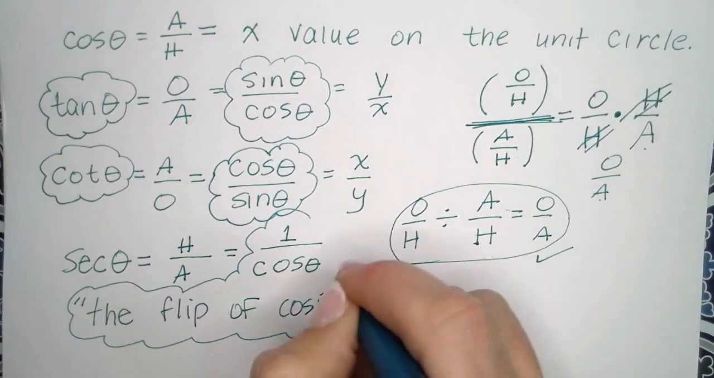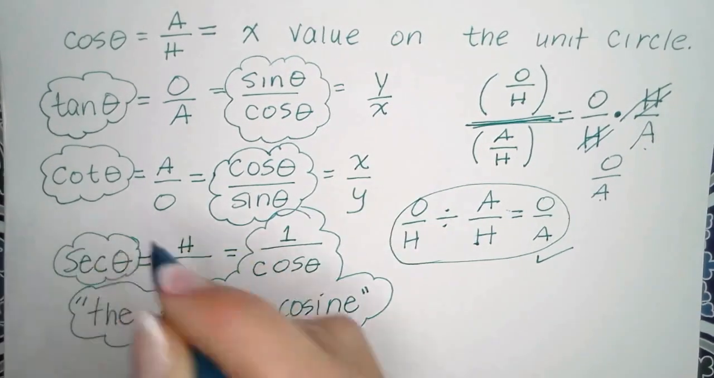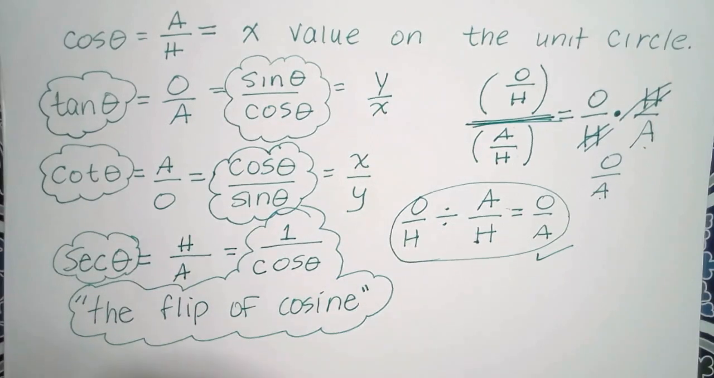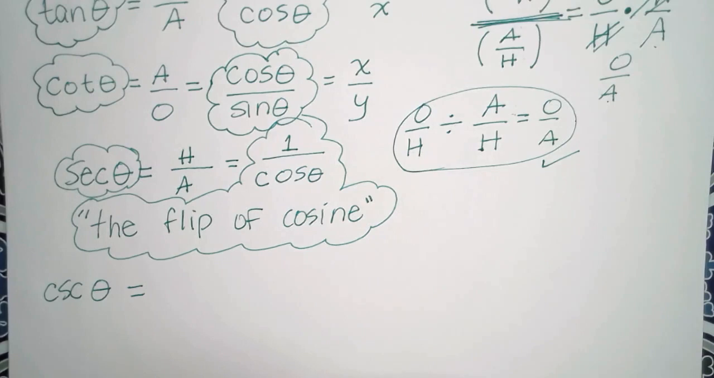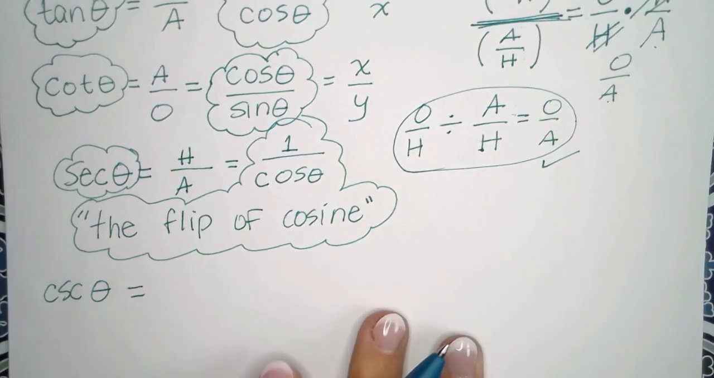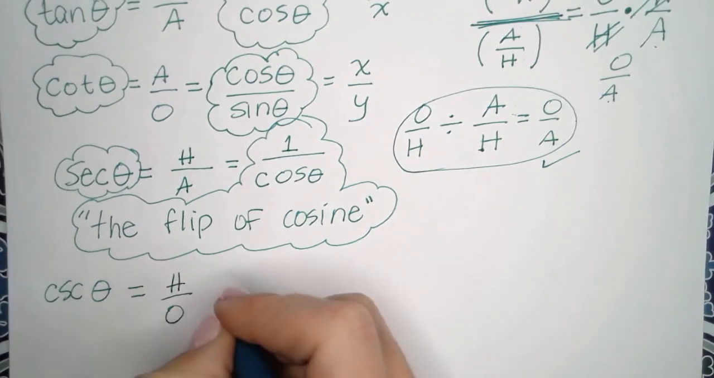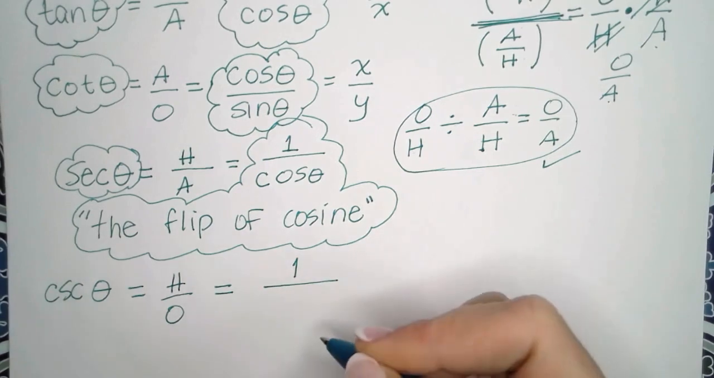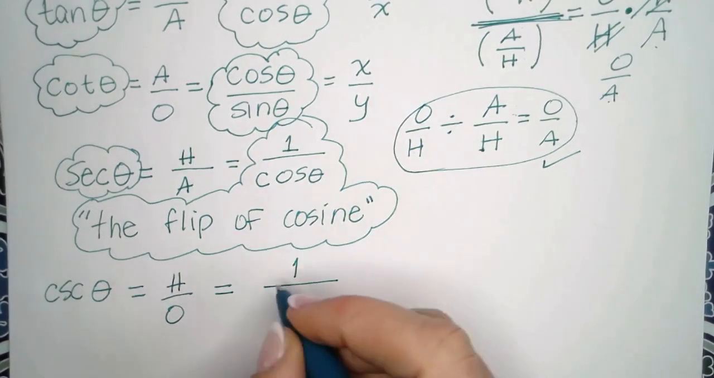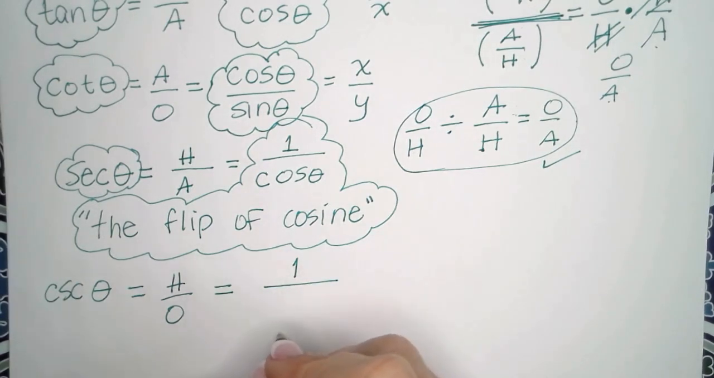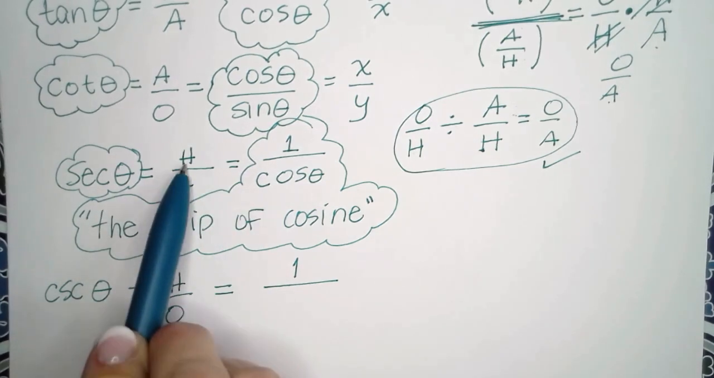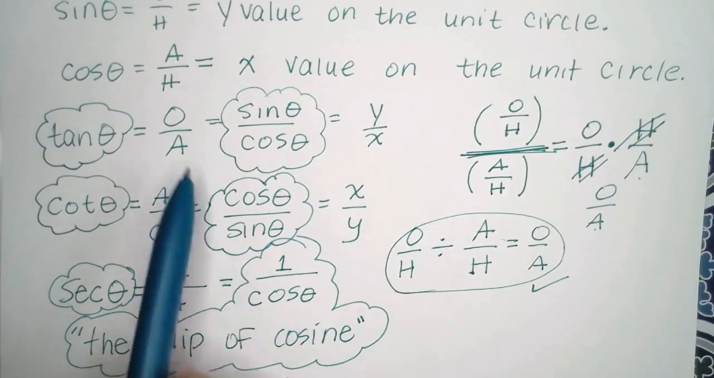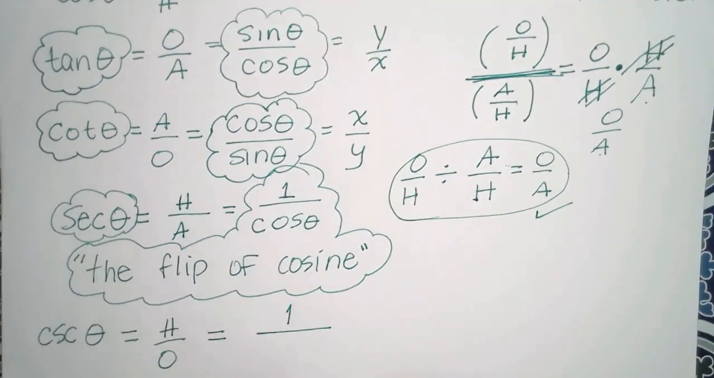Beautiful. Last one. We have one more to do. What's the last one we have to do? Cosecant. So cosecant theta. So what's cosecant theta going to be equal to, Danielle? Hypotenuse over opposite. So we could also say it's 1 over what, Selena? So secant was the reciprocal of cosine because it's hypotenuse over adjacent, and cosine was adjacent over hypotenuse. So now we're on cosecant.